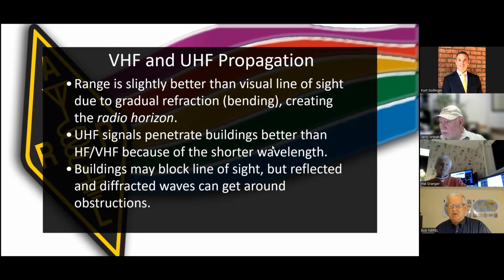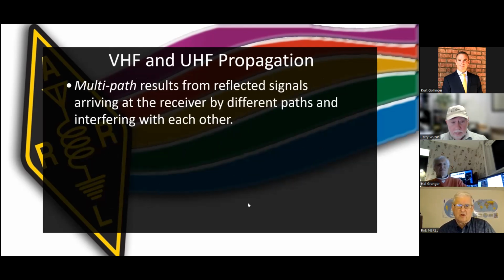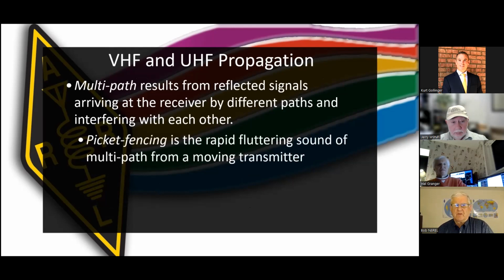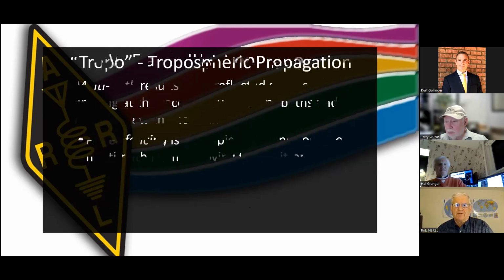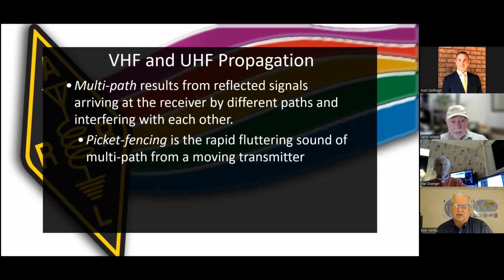UHF signals can penetrate a building better than VHF because of shorter wavelengths, but VHF can reflect off buildings, which is kind of interesting. Now, a couple of things. Multipath means your radio signal, as it's going out into the world, is bouncing off buildings.